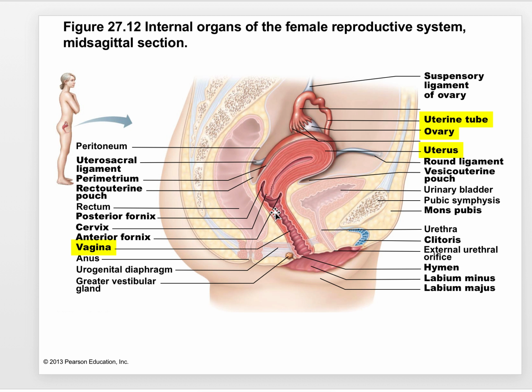Vagina is in this passageway here, which connects to the cervix, and the cervix is the beginning part of the uterus. The uterus, or the womb, is located here, and then coming out laterally from the uterus are the uterine tubes, or fallopian tubes, and the fallopian tubes are in close proximity to the ovaries.